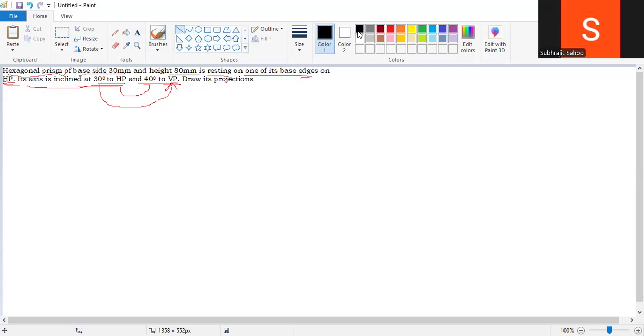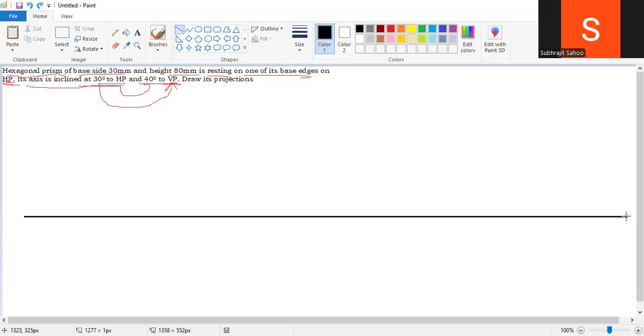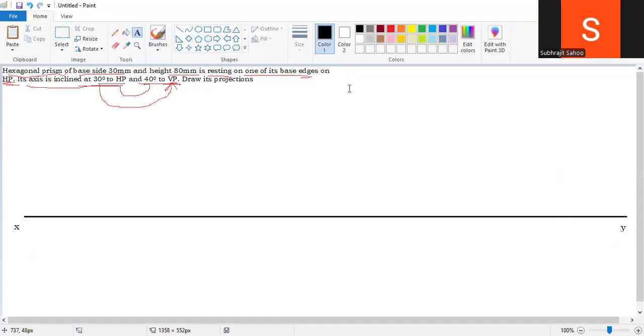So observe, sir. What I will do, I will draw a reference line. The name of the reference line is X, Y, a very traditional name. In mathematics also we use X, Y, and in engineering drawing also. AB also, if we give, is no problem at all. This end A, this end B. It is not so important, but anyhow we have to give the name of the reference line.